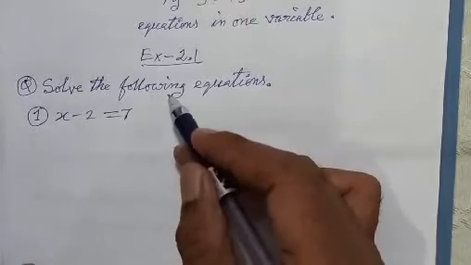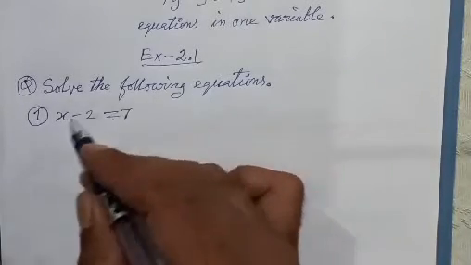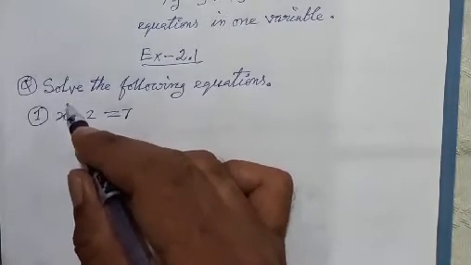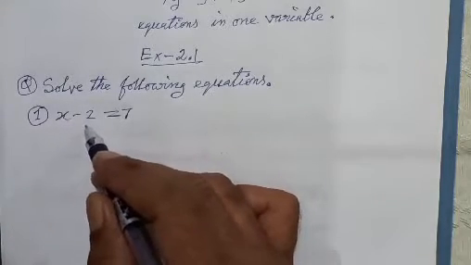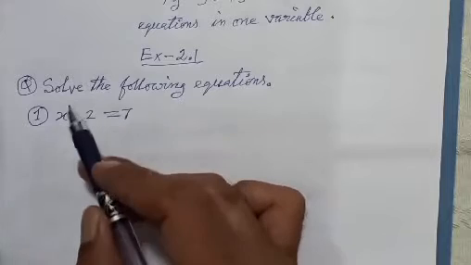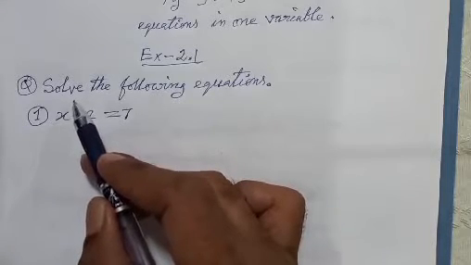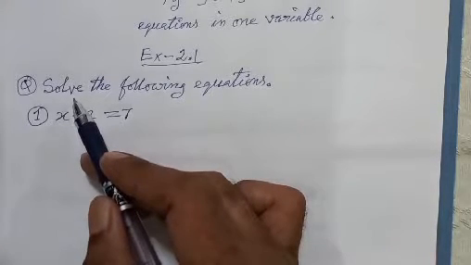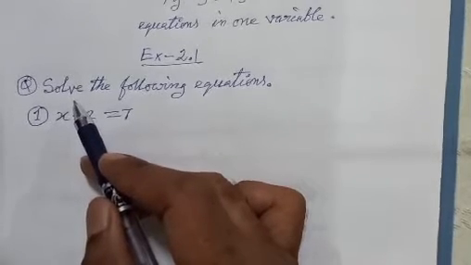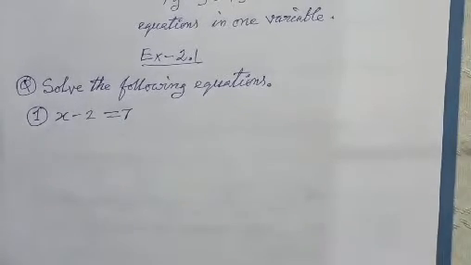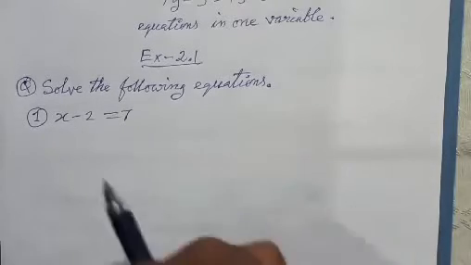Now let's start exercise 2.1. Question. Solve the following equations. Question number 1. x minus 2 is equal to 7. Solve means to find out the value of the variable, which is called the solution. Now solution.